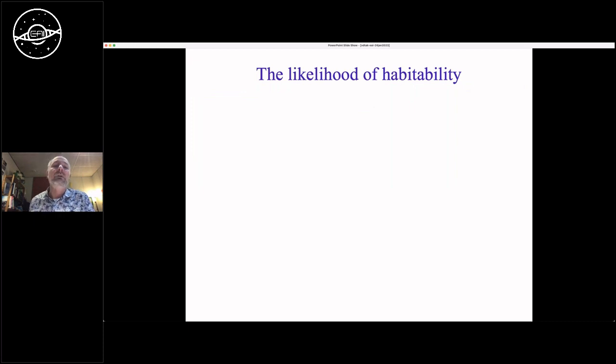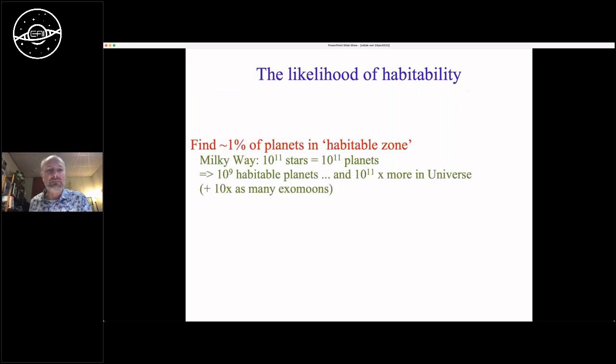How much is that? Well, that turns out to be a lot, even at 1%. If you know that the Milky Way, our host galaxy, right, has about 100 billion, excuse me, stars. So I already told you that there are at least as many planets as stars, so there are roughly 100 billion planets in the Milky Way. And if we just take 1% of that, that would mean that there are 1 billion habitable planets in our Milky Way alone.